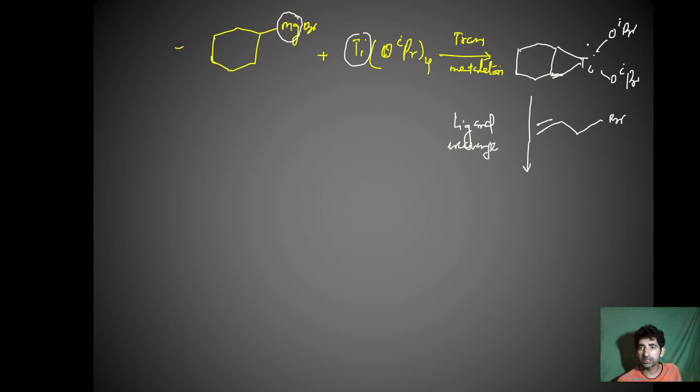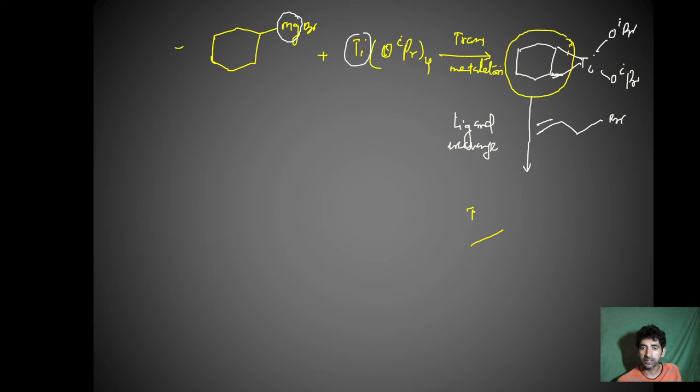Now this is my titanium, and to this there are two isopropoxide groups, and this is the side chain. This is the ligand. This ligand gets exchanged by this ligand. This is the ligand by which it exchanges. So what happens over here? Exchange of ligand takes place. So how does the exchange of ligand take place? You can see over here.